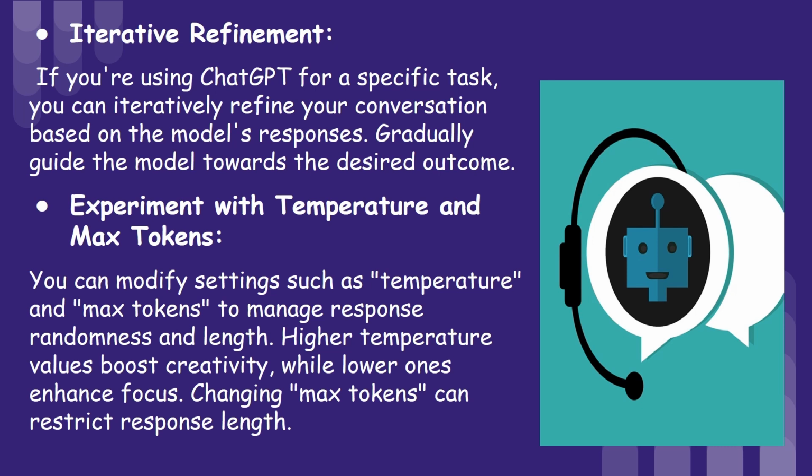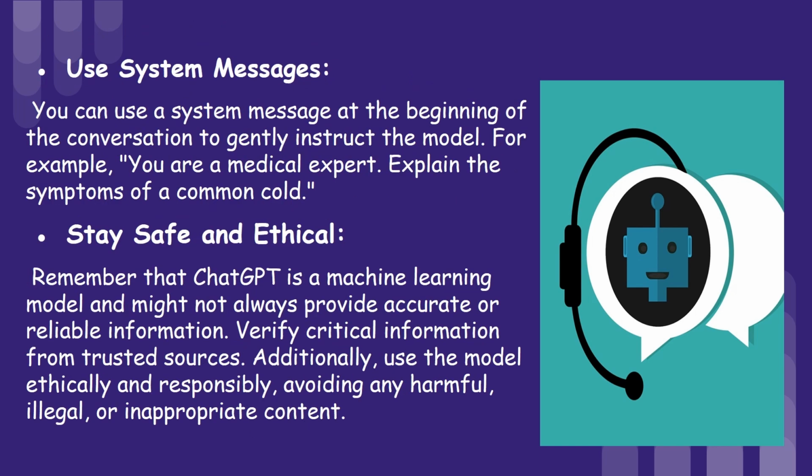Experiment with temperature and max tokens. You can modify settings such as temperature and max tokens to manage response randomness and length. Higher temperature values boost creativity, while lower ones enhance focus. Use system messages. You can use a system message at the beginning of the conversation to gently instruct the model. For example, "You are a medical expert. Explain the symptoms of a common cold.